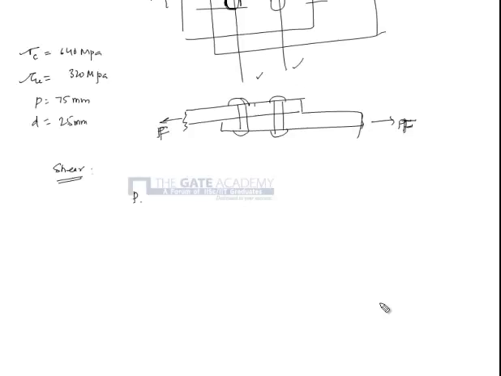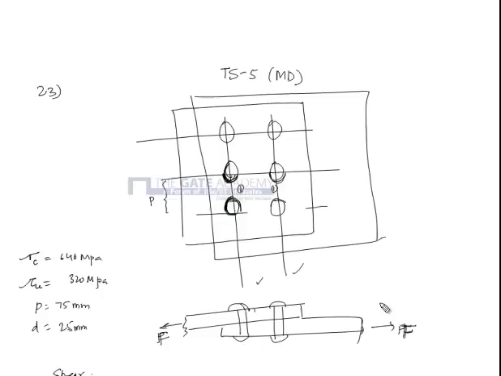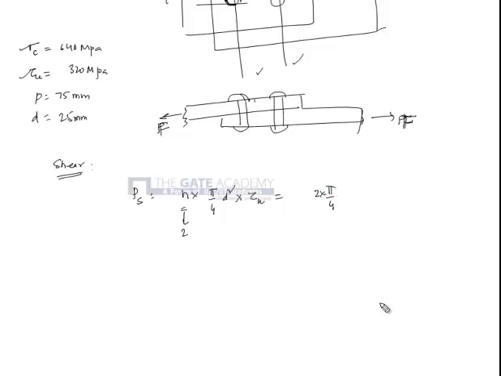So the total shear load will be N into the area of resistance, which is pi by 4 d square, into the ultimate shear strength. Now N is 2 here because per pitch length there is one rivet on each row. So 2 total rivets support the load. So pi by 4 into 25 square into 320. This gives rise to 314.2 kilonewton.